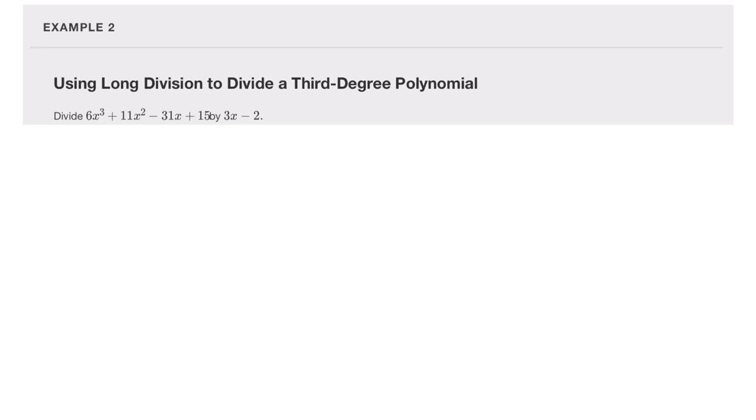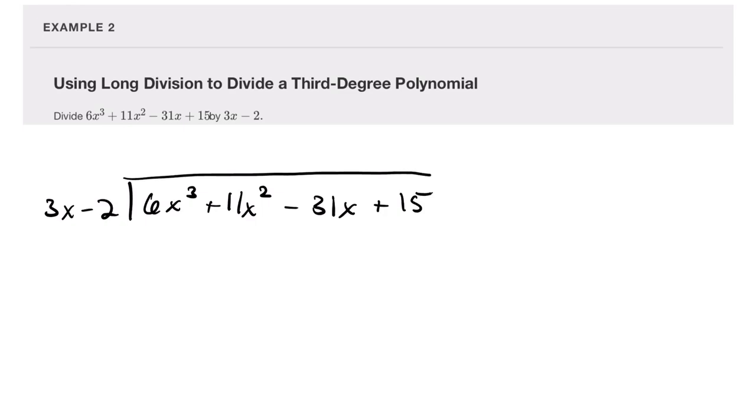Okay, so notice with this one, every power is accounted for. We don't need any placeholders. It goes power 3, 2, 1, 0. So we can repeat what we did before. We have our 3x minus 2 divided into 6x cubed plus 11x squared minus 31x plus 15. So we're going to say the first divided by the first. That's going to be what? 2x squared.